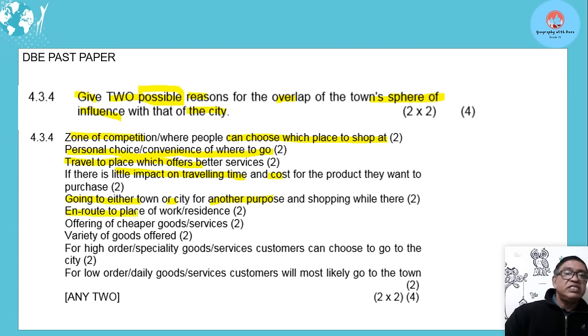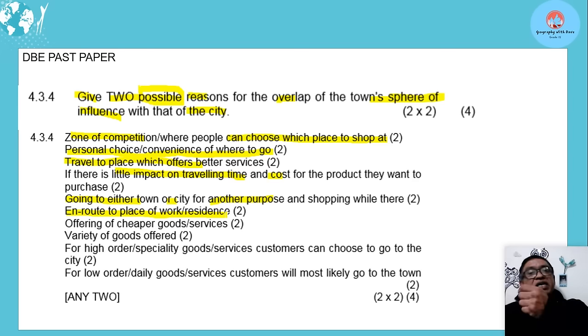En route to residence or place of work, like sometimes maybe the person stays in A, which is the town, but he works in the city. Now, if he's coming back and he finishes late, he needs to buy bread. He most probably will buy the bread in the city and then go home to the town because the shops may be closed. Some of them may be offering cheaper goods, therefore they'll shop there. If they're buying in bulk especially, a can of beans is maybe a rand cheaper at the city than the town. Although they're living nearer to a town, they decide to go to the city and buy in bulk. And they save a lot.